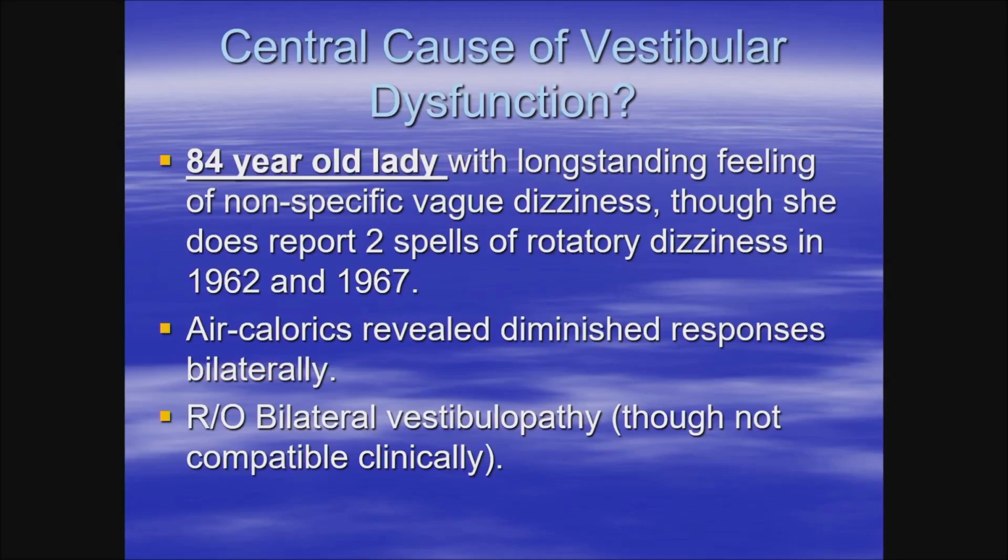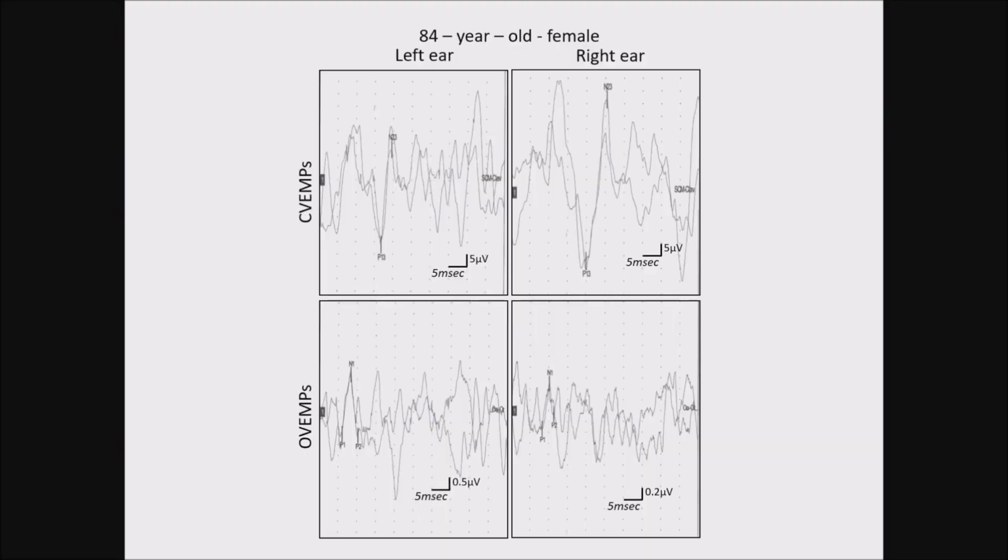Her air-calorics, or caloric stimulation, revealed diminished responses bilaterally. So the caloric responses were abnormal bilaterally. And the patient was referred to us to rule out a bilateral vestibulopathy. In fact, the referring physician, an ENT colleague, made it known to me that perhaps he did not believe that the patient had bilateral vestibulopathy because she did not have the typical symptoms like oscillopsia. This is the case I showed yesterday related to the age-related changes in VEMPs.